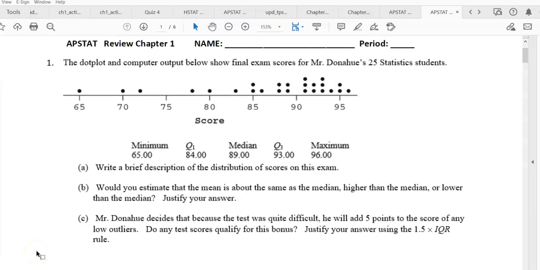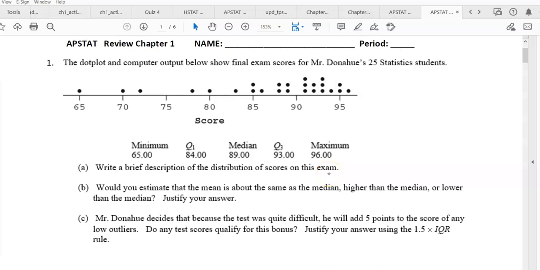Okay, so let's go through the review here. So the first four questions are free response problems, and they're going to be worth 10 points each. Write a brief description of the distribution of scores on this exam.